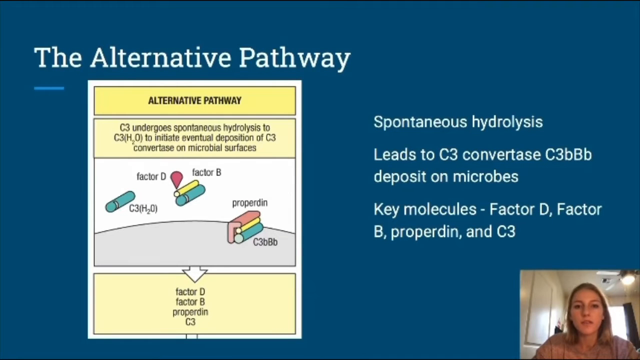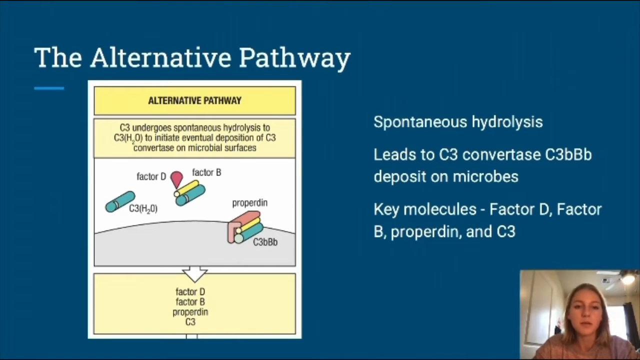The alternate pathway involves the spontaneous hydrolysis of C3 to form C3H2O, leading to the eventual deposit of C3 convertase C3bBb onto microbial surfaces, which leads to any of the three complement outcomes. The key molecules involved are factor B and D, properdin, and of course C3. This was the second complement pathway to be discovered.